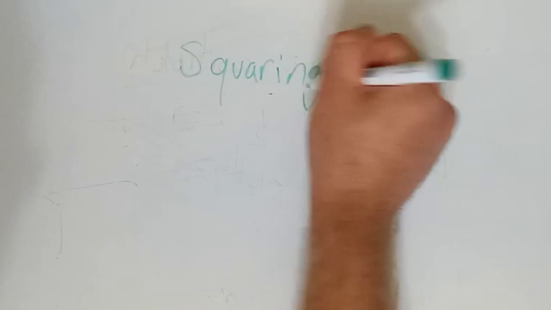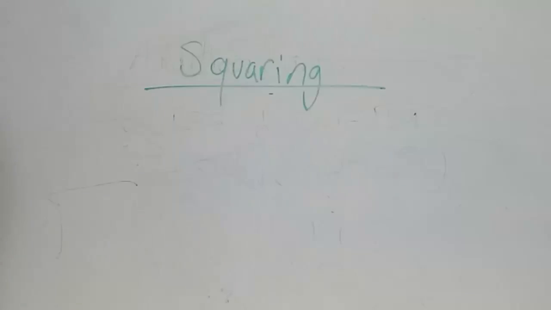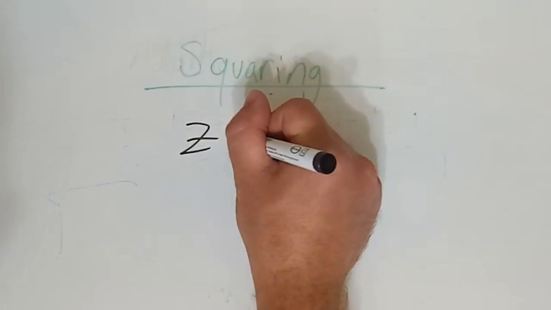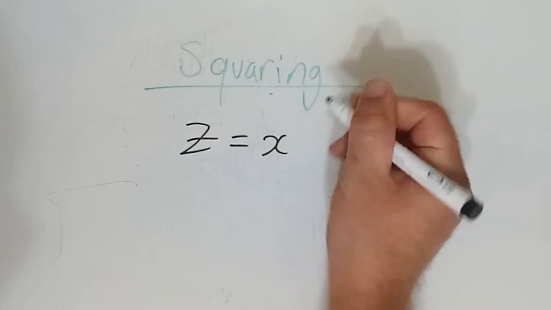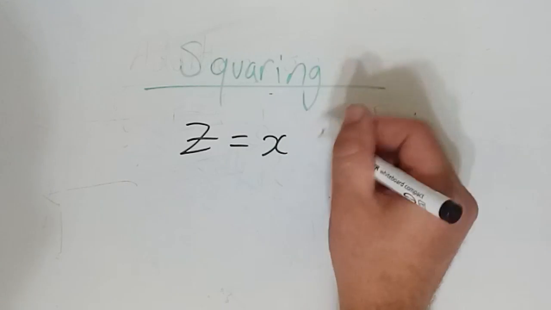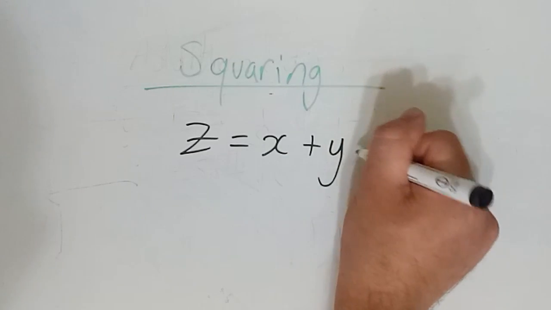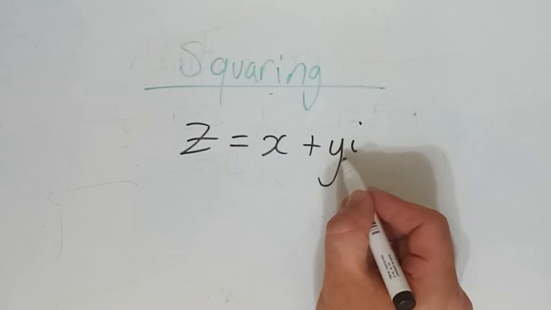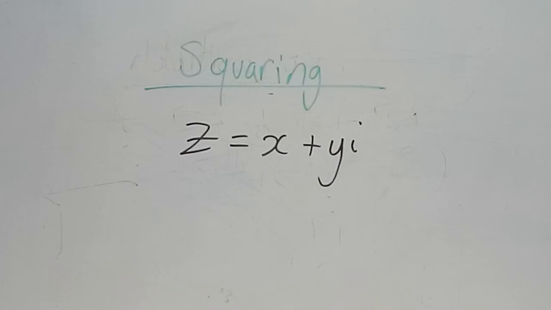Squaring numbers. Generally we use the letter Z to represent a complex number. So it can be any real part, x, plus any imaginary part, y times i. That could be any complex number.